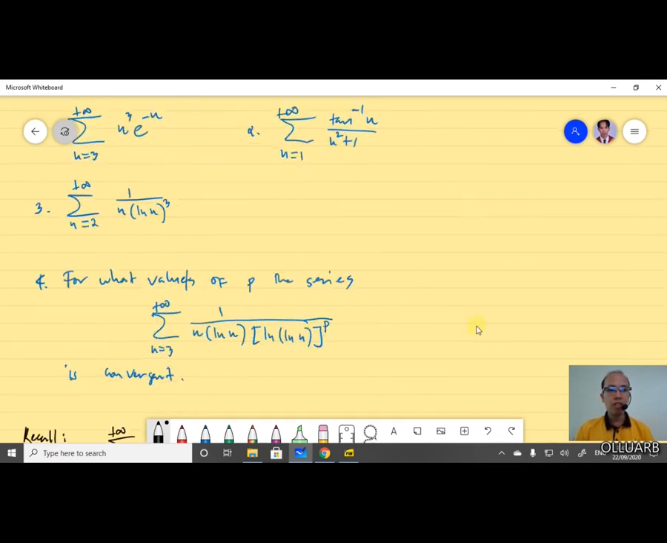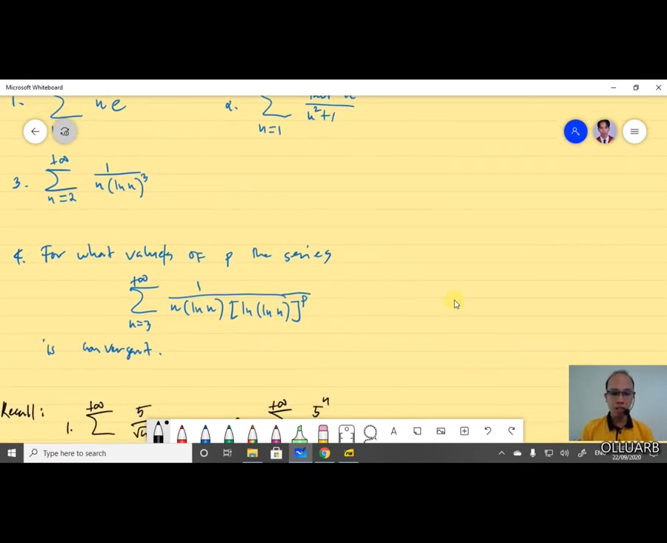Okay, that's all. I hope these little reminders remind you on how to use the integral test.